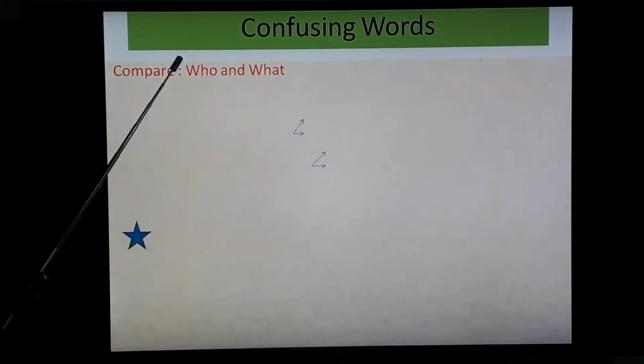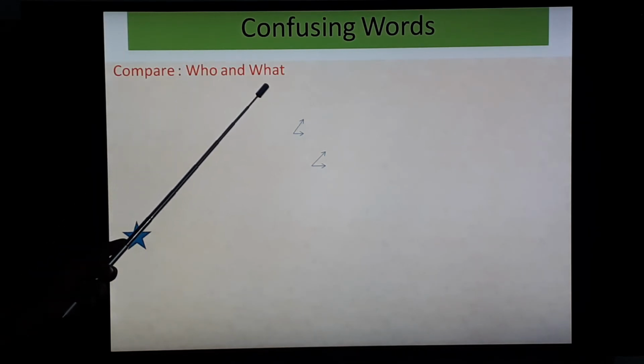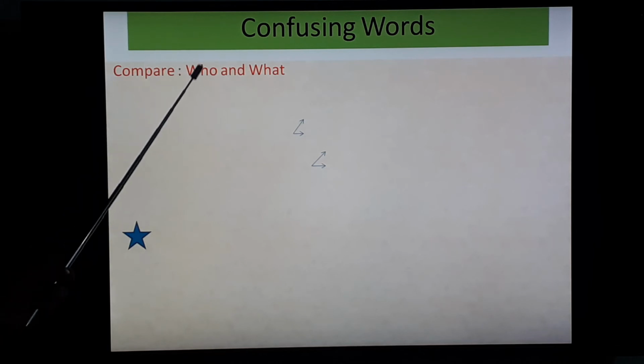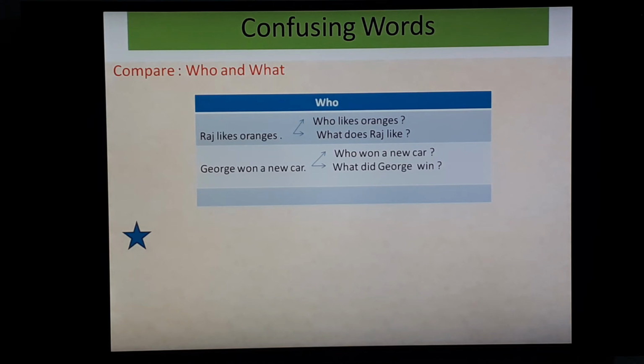Now let's compare who and what. Where to put who and where to put what. First of all, two examples are mentioned. So let's try to understand with the help of given examples. First, Raj likes oranges. Pay attention here.